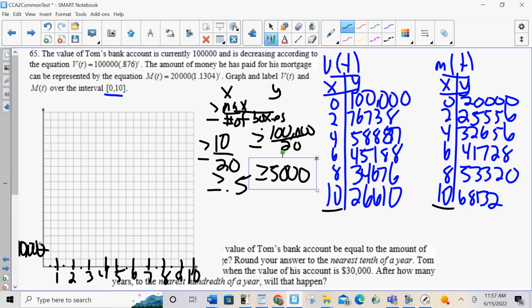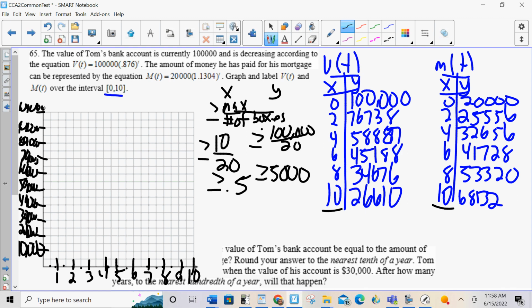So that's 10,000, 20,000, 30,000. This is even getting a little scrunched as it is. 40,000, 50,000, 60,000, 70,000, 80,000, 90,000, 100,000. That got a little scrunched, sorry.